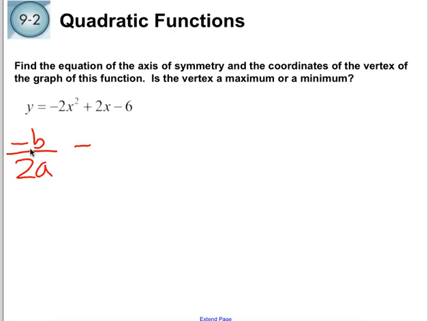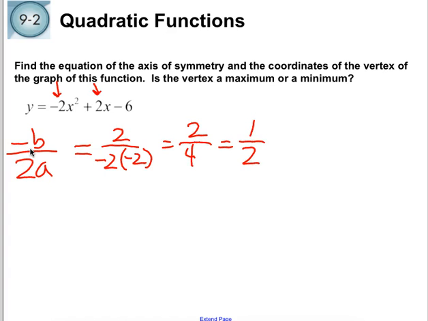So we're just going to plug in. Here's my b, so 2 over negative 2 times my a value, which is negative 2. 2 over negative 2 times negative 2 is positive 4. And then simplifying, I get 1/2. So now we just found our axis of symmetry. Our axis of symmetry equals x equal to 1/2.